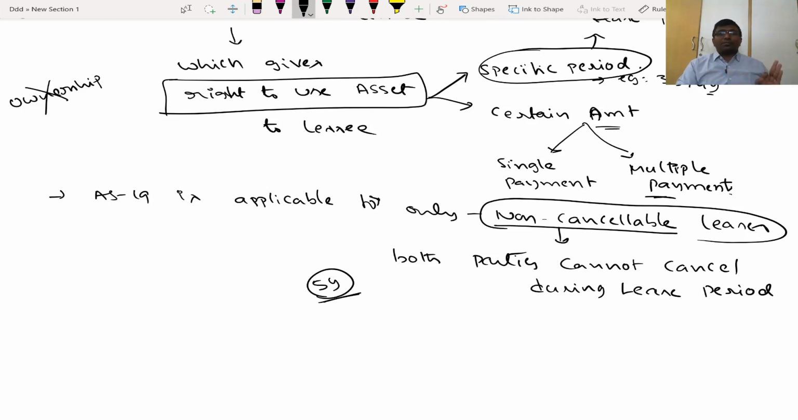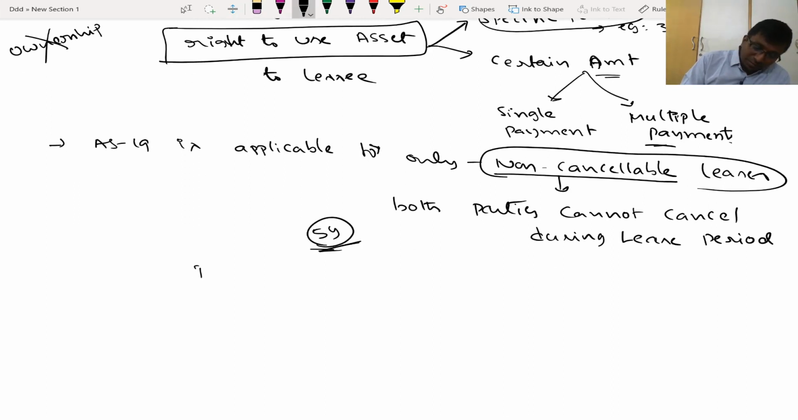Suppose it is cancelable, then accounting standard 19 has no discussion for you. How do I know cancelable or non-cancelable? If you see the agreement terms, there must be some pages, na? You look at the terms and conditions of the agreement, then you will be able to get the idea, whether it is a cancelable agreement or non-cancelable agreement, no doubt. Right. So if it is cancelable, again I am just emphasizing, if cancelable, with or without prior notice.